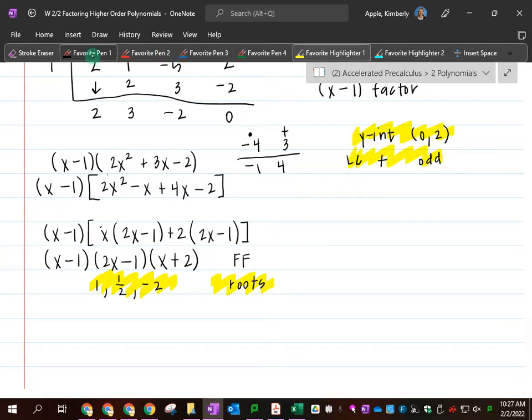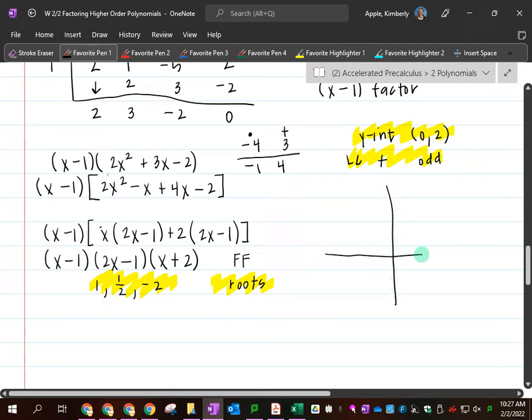All right, so let's just sketch this little junky looking graph here. Let's start here. Y-intercept is at 2. Roots are at 1, negative 2, and 1/2. It's positive on the leading coefficient, so this goes up. It's odd, so this goes down. These are all crosses. So we're going to go up through here. We're going to go down through there, and then we're going to go back up like that.